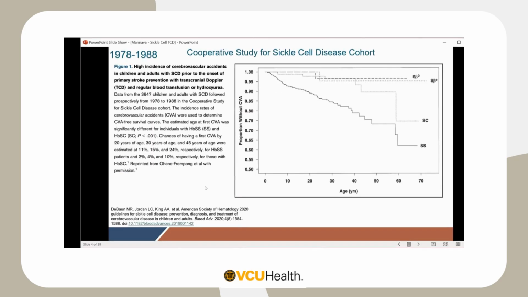The Cooperative Study of Sickle Cell Disease cohort, conducted in the 70s and 80s, looked at over 3,000 children and adults and showed that over the course of time, the proportion that don't suffer from a stroke dramatically decreases. So you can see that even during the pediatric ages, many children are suffering from CVA.